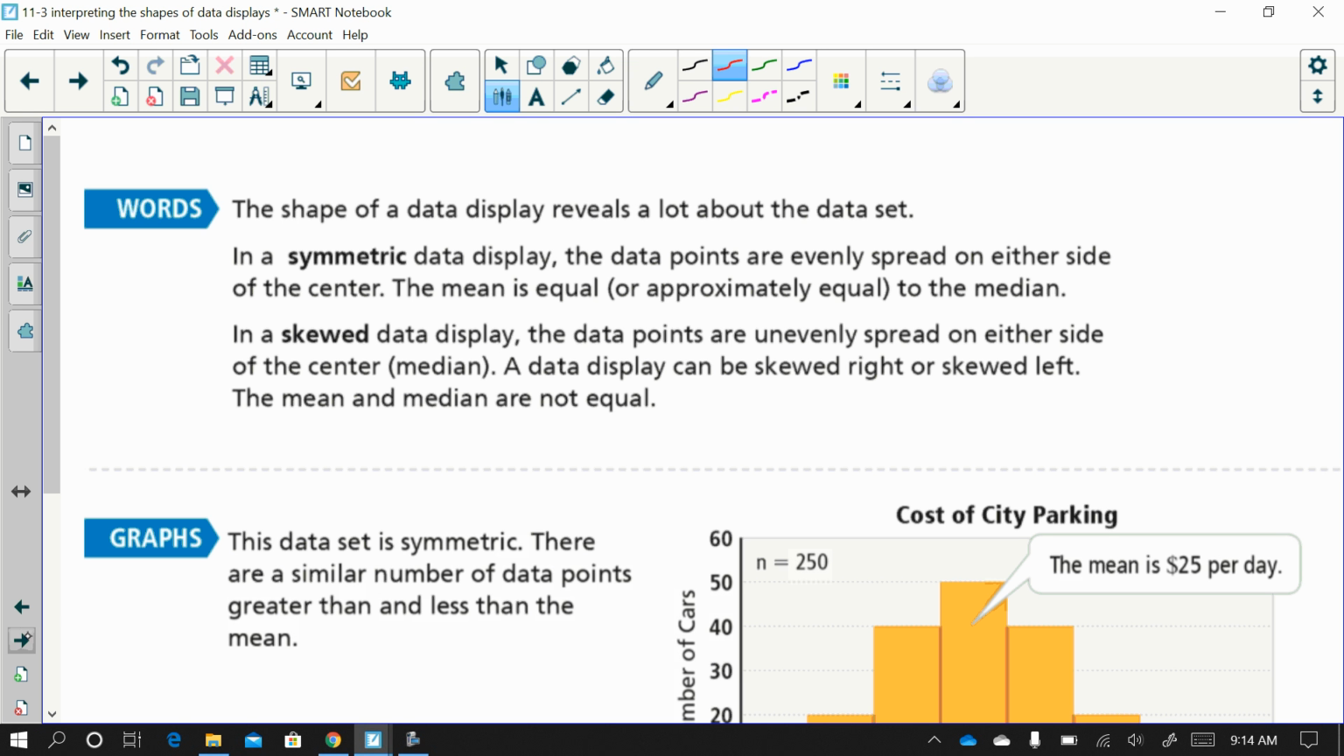That's what I have for 11.3. 11.3 is not so much writing out math problems like we're used to. It's more thinking through what the data is telling you. This is what statisticians do. So let's talk about the summary real quick.